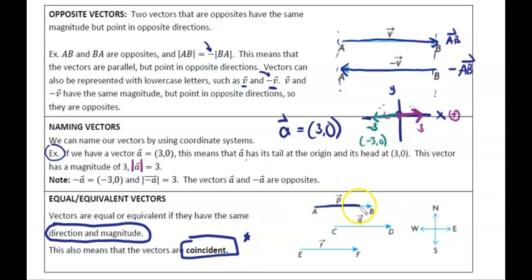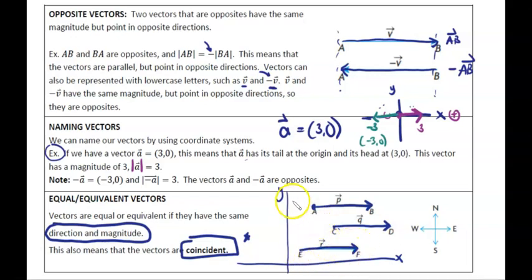So vector P is this long and it moves east. Vector Q is the same, this long, and it moves east. It doesn't matter where these start or end. Say, for example, this was an X and a Y axis. It doesn't matter if they start on different X and Y values. They're still equal or equivalent if they have the same direction and the same magnitude.